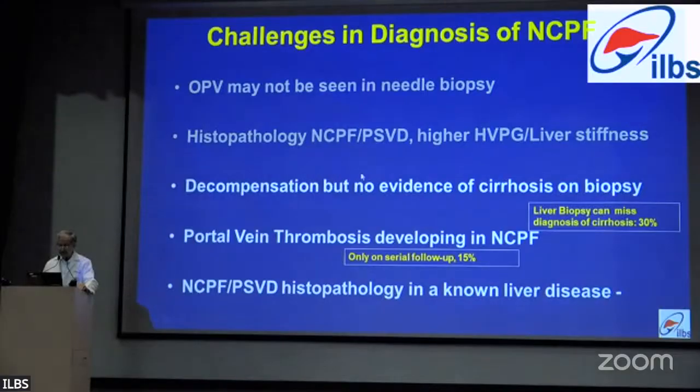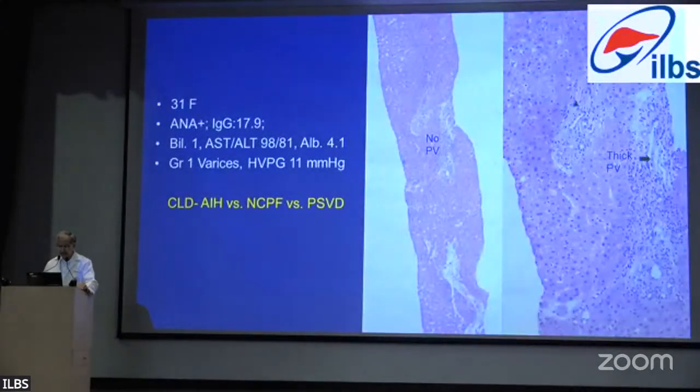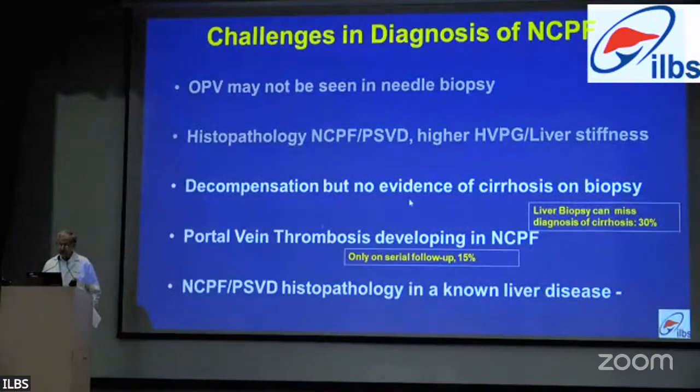And lastly, you have a patient who, let's say, has autoimmune liver disease, but also features of non-cirrhotic portal fibrosis. Here is such a patient, again provided. She is a 31-year-old female, ANA positive, high IgG, AST and ALT high, grade 1 varices, HVPG is 11. If these details were not given, this could have been diagnosed as non-cirrhotic portal fibrosis. No portal vein seen, a thick portal vein, but this patient probably has autoimmune hepatitis where features like NCPF are there. So there are diagnostic challenges, and these 5 I have listed.